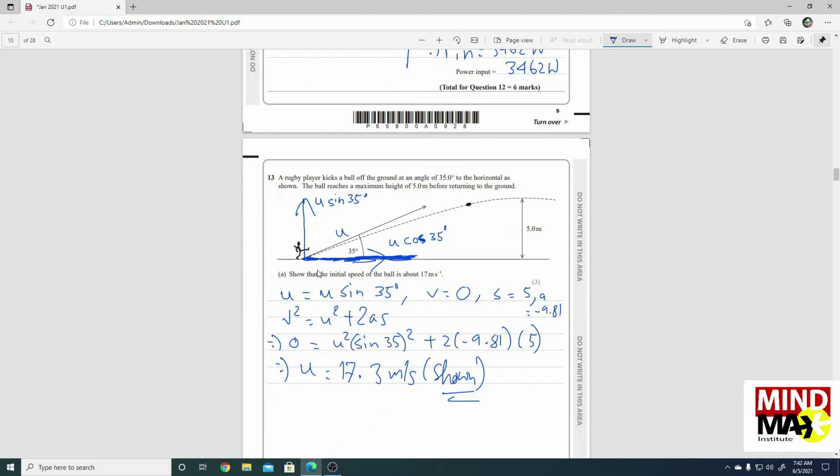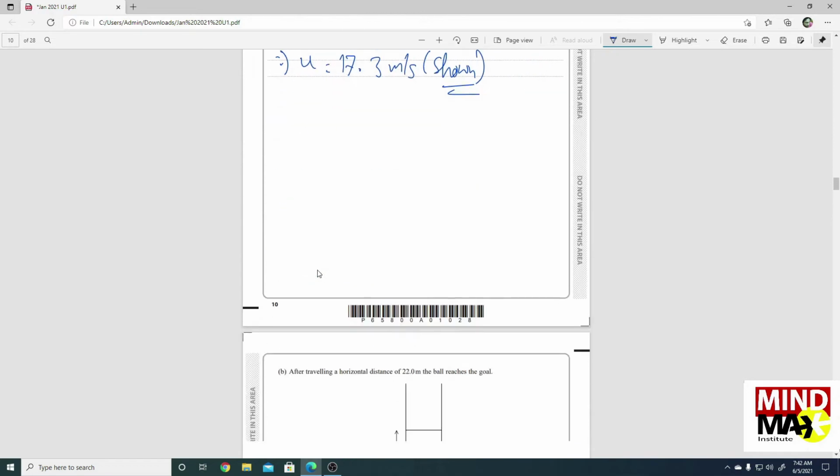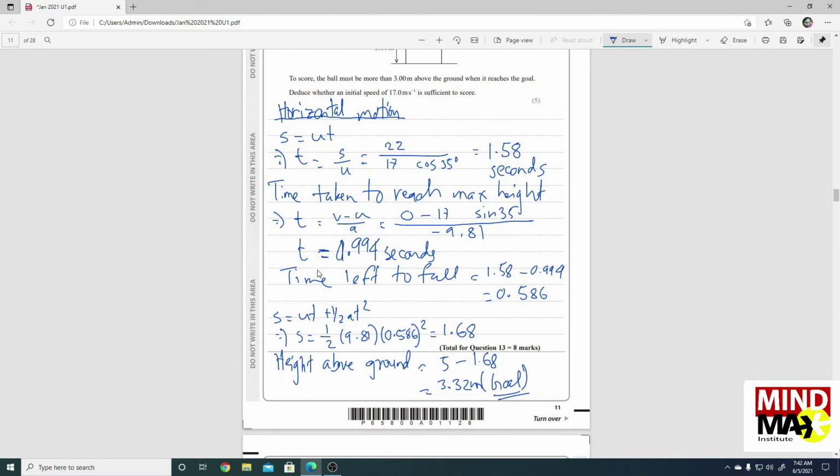Then it starts to fall. After reaching the maximum height, it says what? The ball reaches a maximum height of this much before returning to the ground. So from here, it starts to fall again. So that is the second part of the journey. So time left to fall is 1.58.